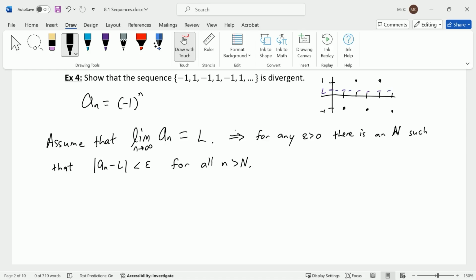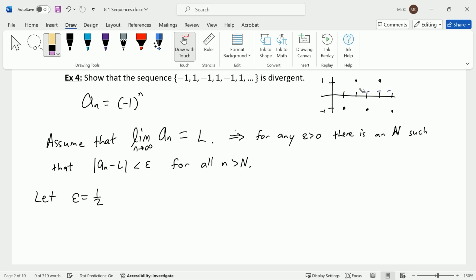Okay, so now what I'm going to do is pick a specific epsilon. If I want to show that something isn't true, that something breaks apart, all I need is one counterexample, and that's the key here. If I was trying to show that this sequence converged, I'd have to show that it converged for all epsilon, but I'm actually trying to show it diverges, so I just have to find one epsilon where things fall apart. So I'm going to pick epsilon equal to 1/2.